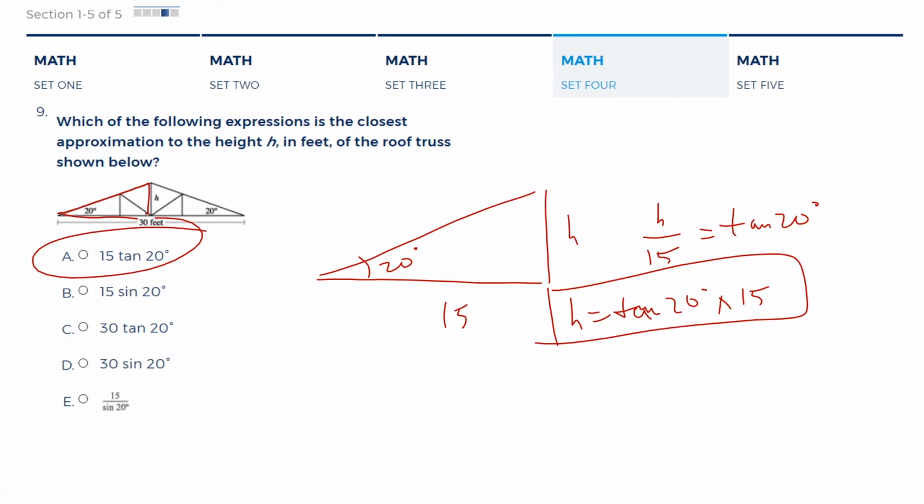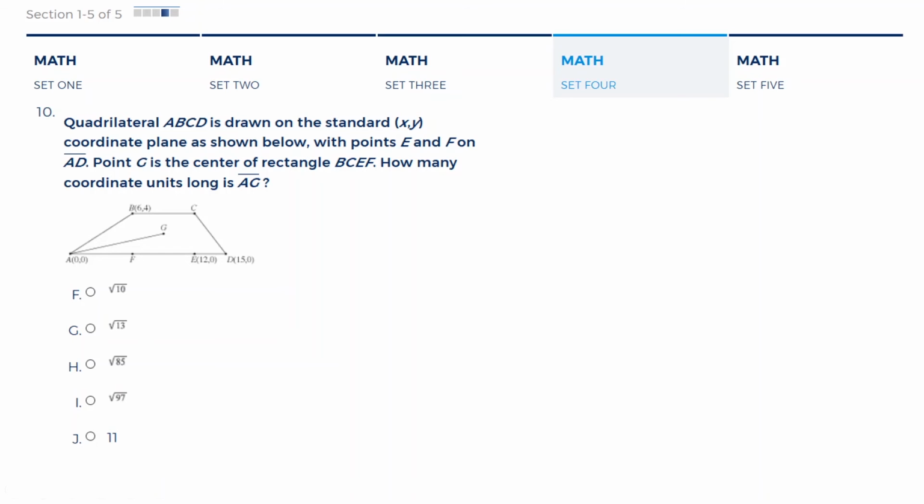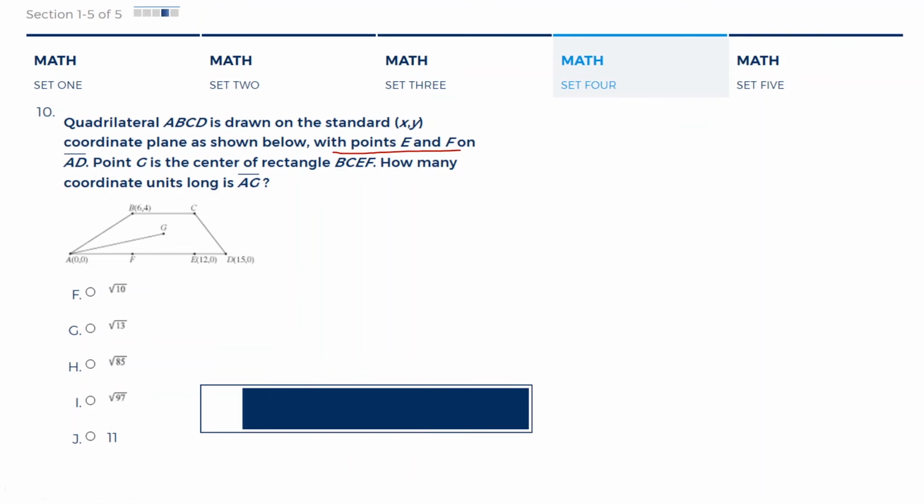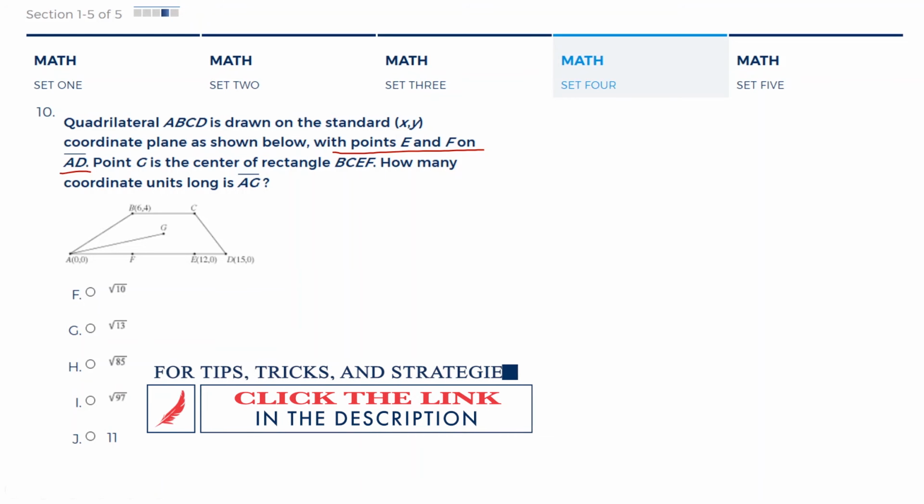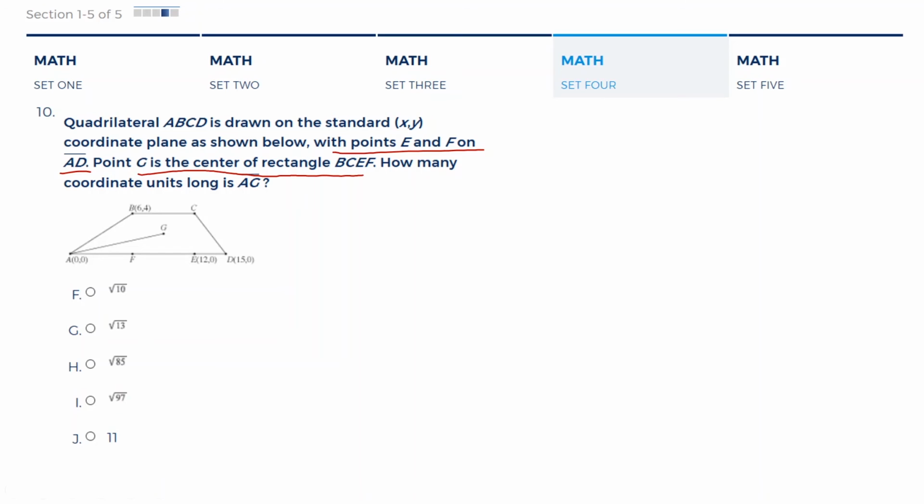A. Nice. Next, quadrilateral ABCD is drawn in the standard. Okay, let me actually read this. With points E and F on AD, point G is the center of rectangle BCF. So this is a rectangle, because that's what they say. It's a center, and center means it's the intersection of the diagonals.